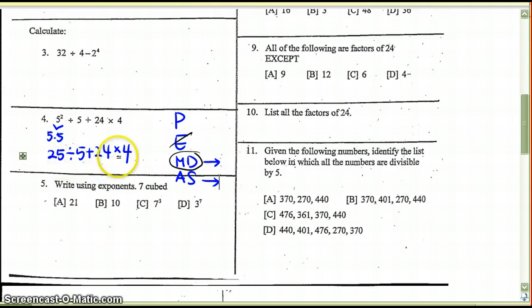And because there's multiplying and dividing both on the first and the last operation, I'm going to do that together in the same step. That can actually save me some time. So 25 divided by 5 will give me 5. 24 times 4, if I work that out over here, I will get 96. Then I'm going to add them together. That's my last step. And when I add it, I get 101. And that's my final answer for number 4.